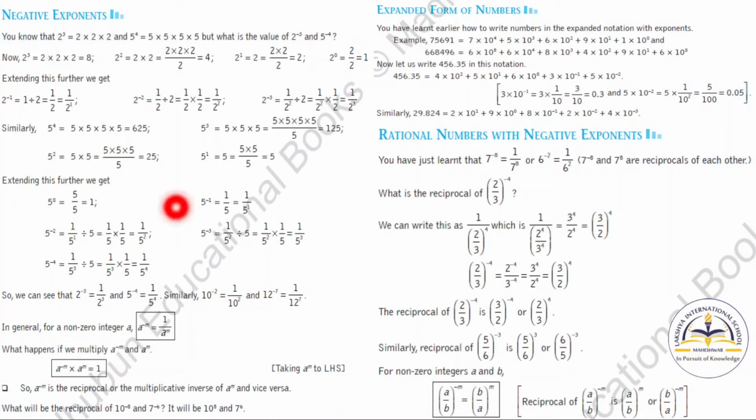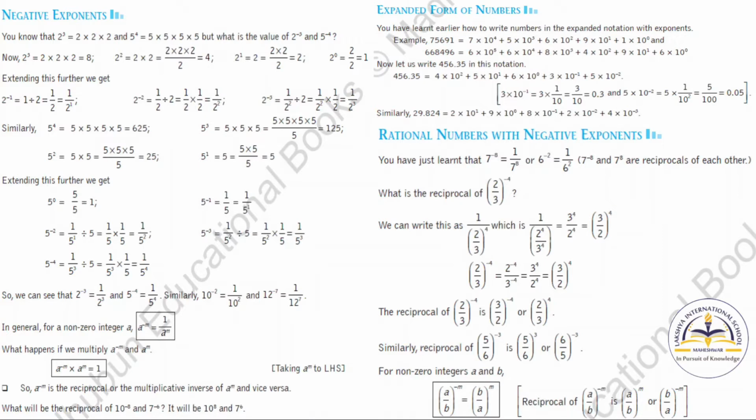Now negative exponent. Negative exponent means 2 to the power minus 1. Suppose 5 to the power minus 3. These are the negative exponents. Now how we can write the power minus 2 or minus 3 in a positive manner. So 1 divided by 5 raised to the power 2. So this is the manner we can write a negative exponent to the positive.